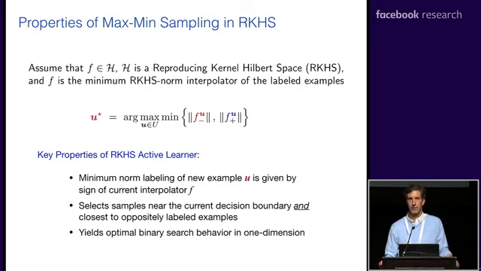sign of the current interpolator. So all you have to do is ask whether the current prediction says it should be labeled +1 or -1. That's the right label to take for that new example. It tends to select samples near the current decision boundary and closest to oppositely labeled examples. Together, this means that in the case of a simple one-dimensional problem, it yields an optimal binary search. So it reduces to things that we know are optimal.